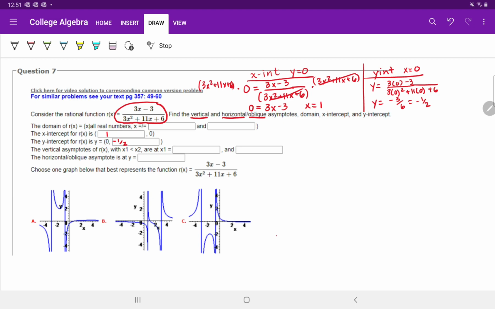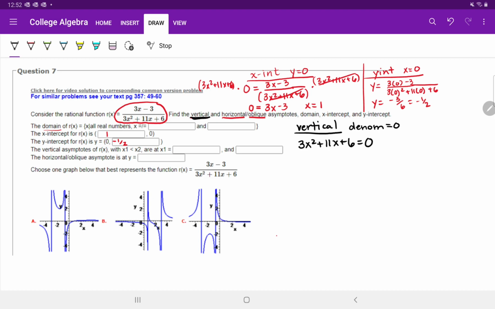Okay, we will talk about domain in a minute. Let's move on to vertical asymptotes, horizontal asymptotes, and oblique asymptotes. So we'll start with vertical. Vertical is the easiest one. So for vertical asymptotes, we have to set the denominator equal to 0. So that'll be 3x squared plus 11x plus 6 equals 0.